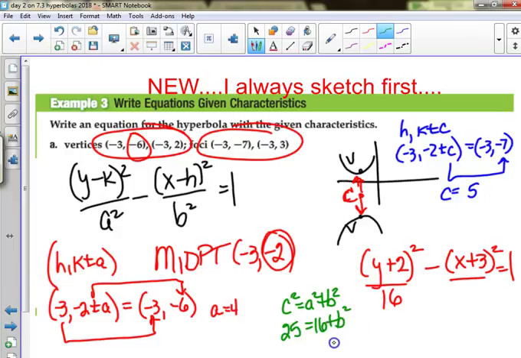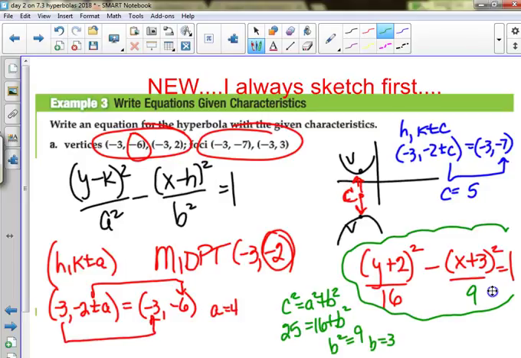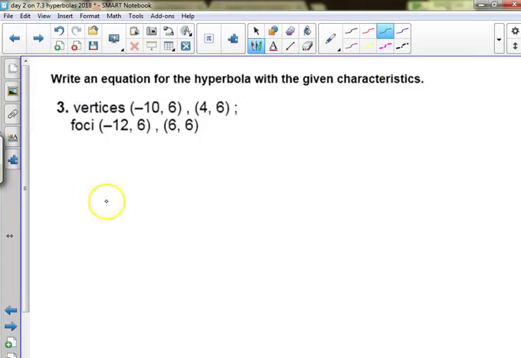Anybody? b squared is 9. So b is 3, but what do we really want down here anyway? b squared. Bada boom, bada bang, we're done, we got it. Yes? No? Baby? It was a little painful. Okay. Oh, good. Another one just like it.